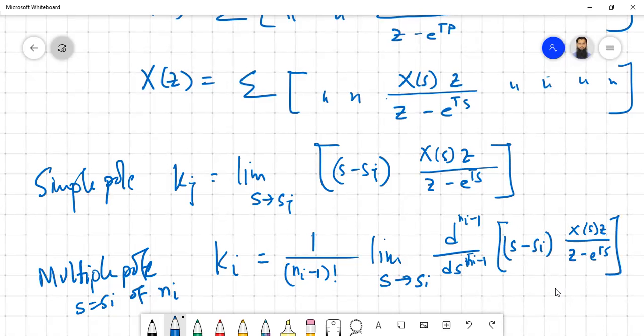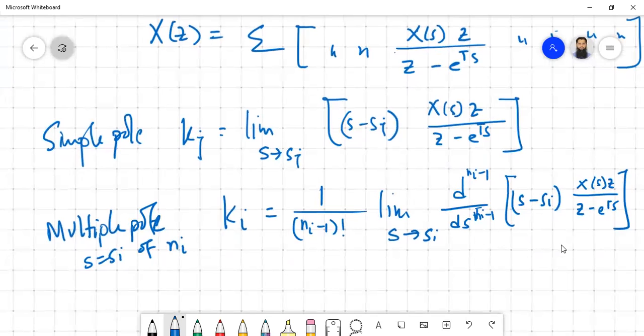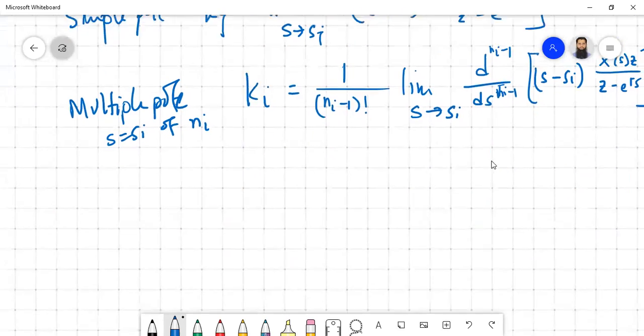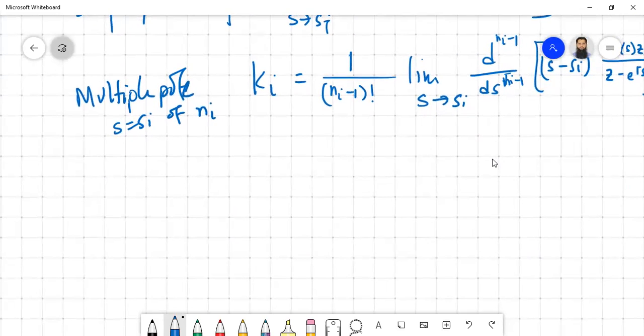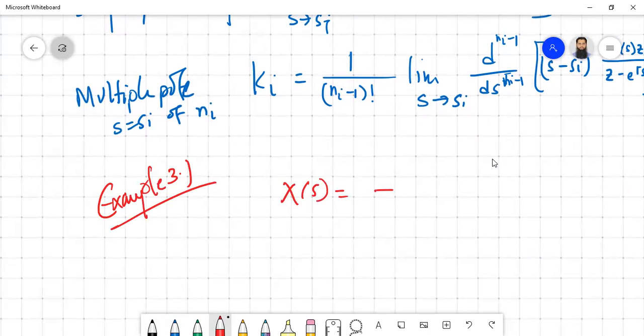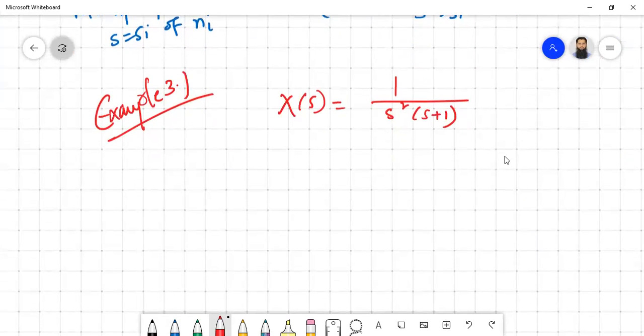Okay, so these are the two ways to find out whether we have a simple pole or a multiple pole. Based on that, we can go for our solution. So now let us look at one example, example 3.1. It says you are given X(s) equal to 1 by s square into (s plus 1). What they want you to find out is the z transform. So X(z) you have to obtain using the convolution integral.